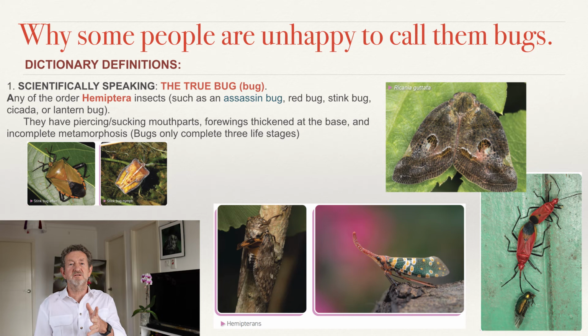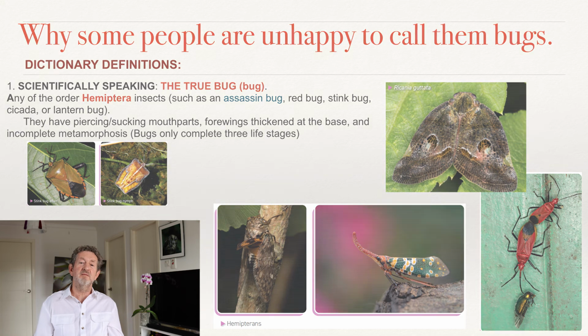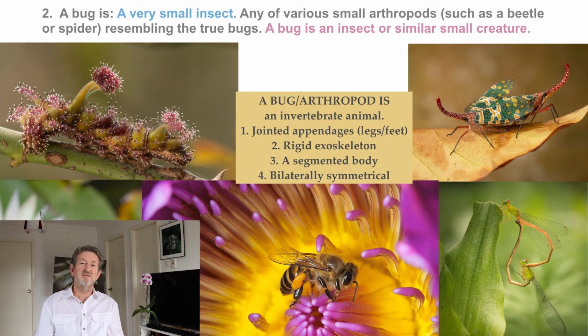So some examples I can show here are the plant hoppers, cicadas, shield bugs, stink bugs, lantern bugs, and the red bugs, for example. So some people would say only those type of animals should be known as bugs, but really perhaps we can leave them as true bugs. And if we look into another dictionary definition, perhaps more used to the layman, then we can see that a bug is an insect or a similar small creature with those defining characteristics of arthropods that we mentioned before. So there we have it, the bugs are defined.